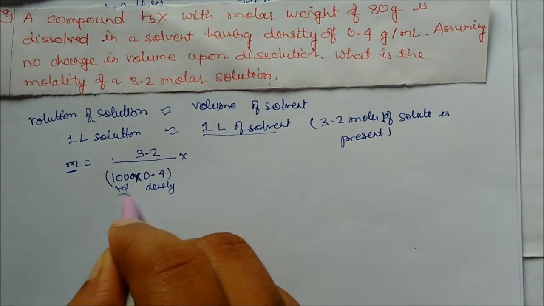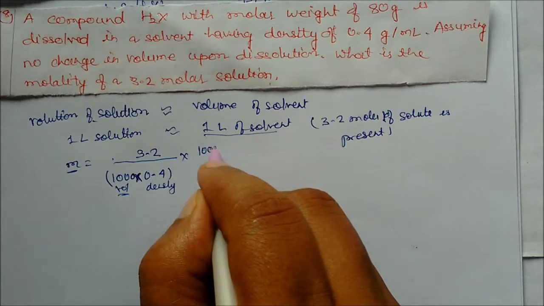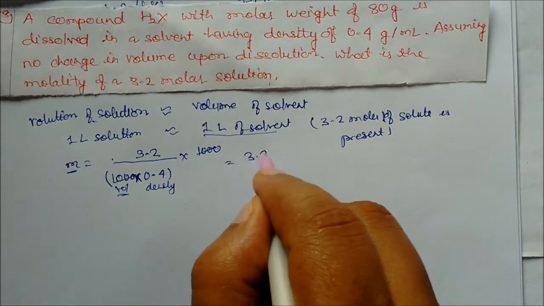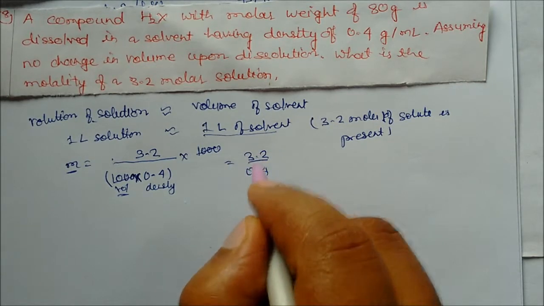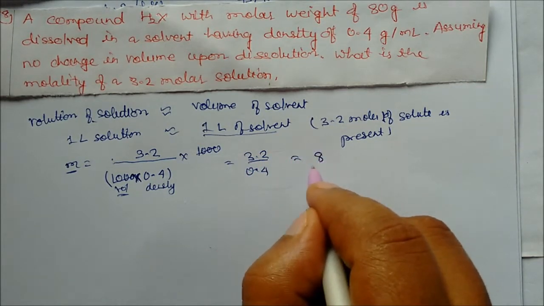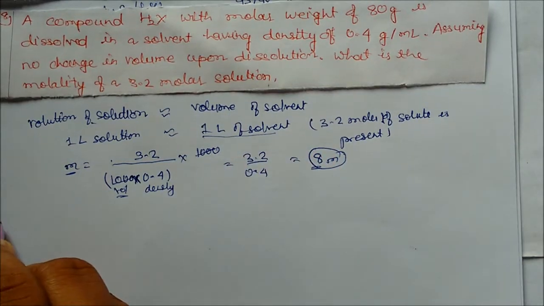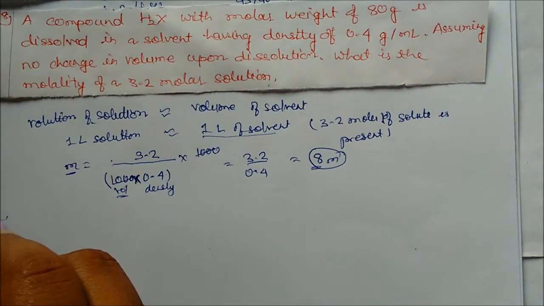So this is density, this is the volume, and again you multiply it by 1000. So you just cancel this one. So this becomes 33.2 divided by 0.4. So you will get answer 8. So 8 is the molarity of the solution. Now see the next question.